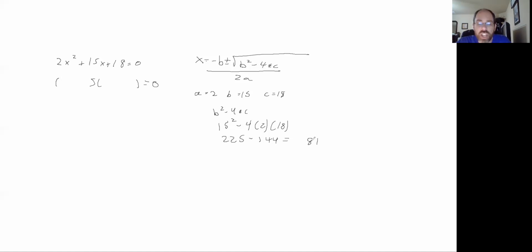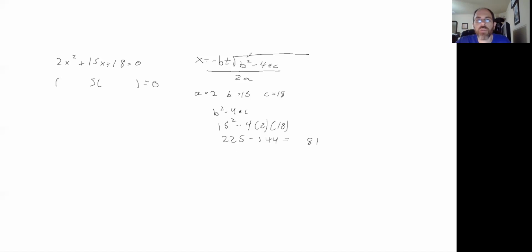The number 16 is a perfect square. Why is that? Because the square root of 16 is just 4. 25 is a perfect square because the square root of 25 is just 5. 36 is a perfect square because the square root of 36 is just 6. So here's where we're going with this.